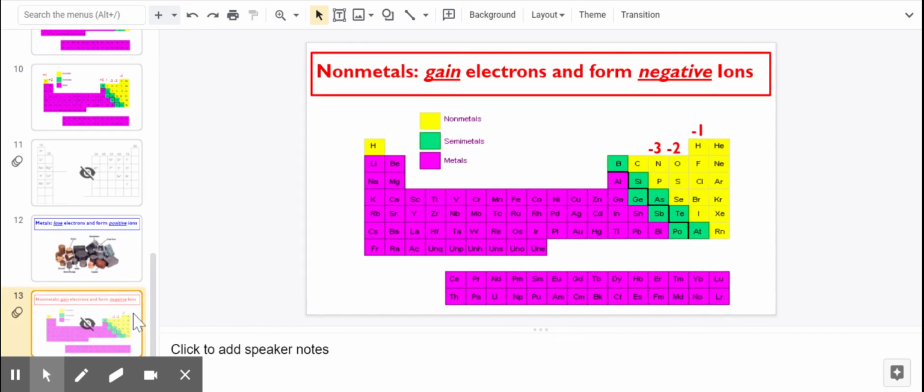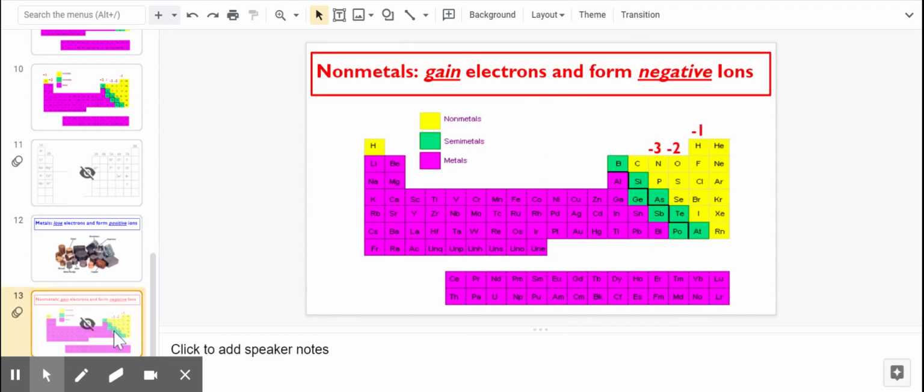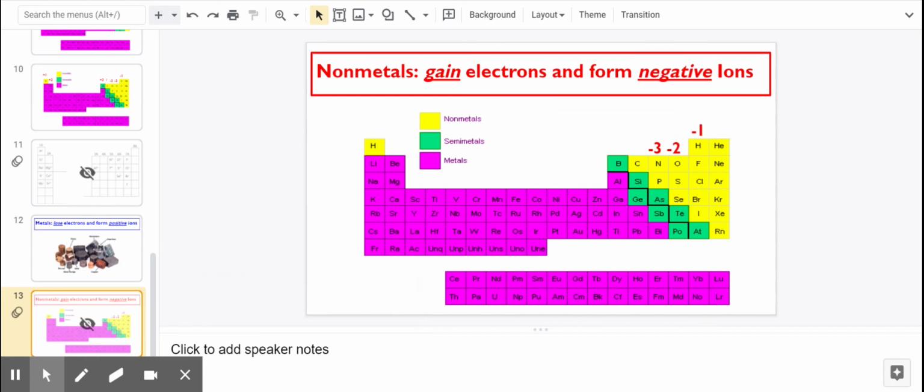Here you may write this down. Metals always lose electrons, give them away. Metals are very generous. Here you go, take it. They lose electrons and form positive ions. We call them cations. And non-metals always gain electrons, they receive them, and form negative ions.